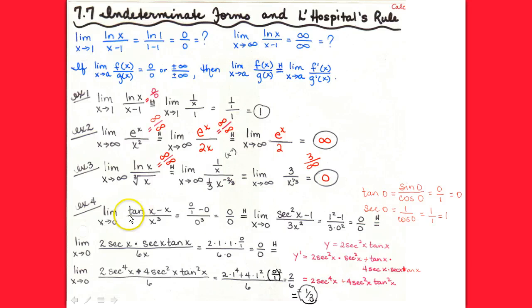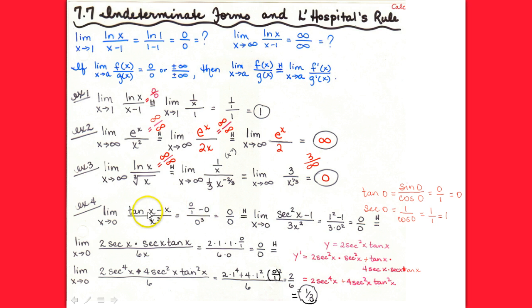Okay, so right here, if we plug 0 in, we're going to get tangent of 0, which, as we just said, was 0 over 1, minus 0, and then down here in the bottom, 0 cubed. So that gives us 0 over 0, which is one of our indeterminate forms. So we're going to use L'Hopital's, right? So we can go through and put our capital H symbol showing we used L'Hopital's.